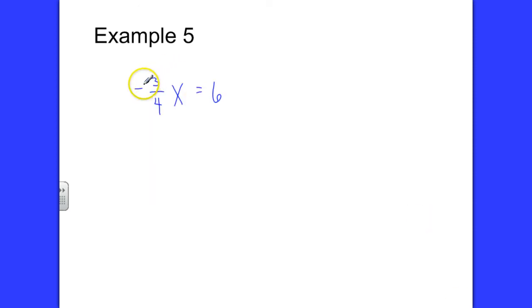Let's take a look at this. Negative 3/4 times x. Write this down. This is the same as negative 3x over 4. It's the same thing. So we're going to think of it like that. The first thing I'm going to undo is the 4. So step 1 here would be multiply both sides times 4. Watch what happens. This 4 just canceled out and you're left with negative 3x.